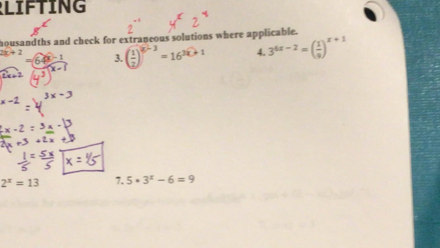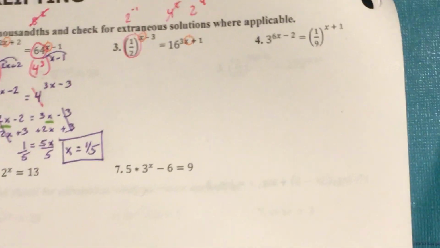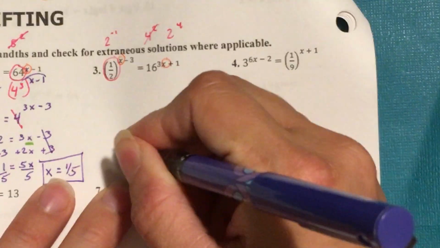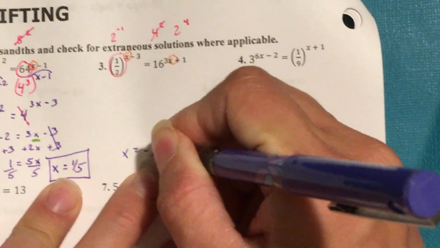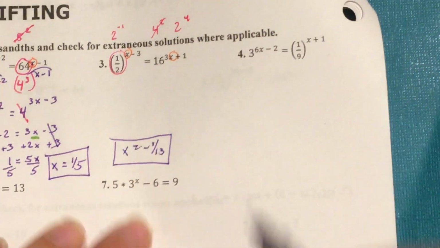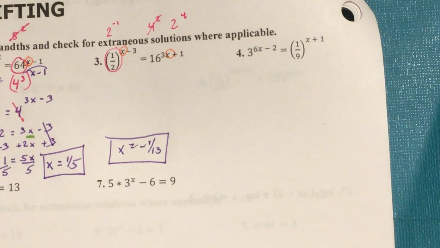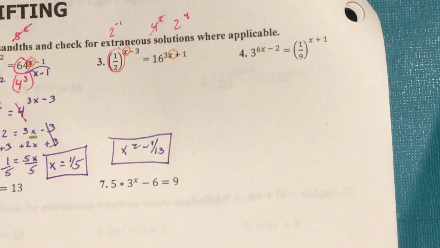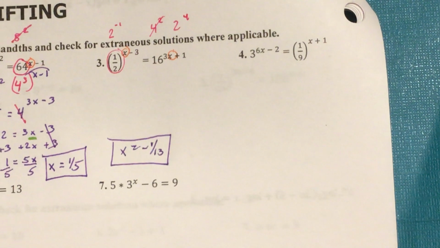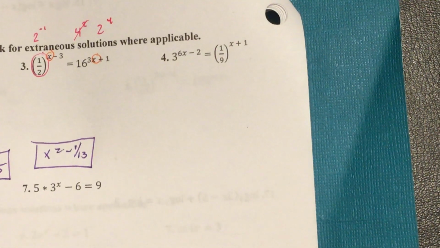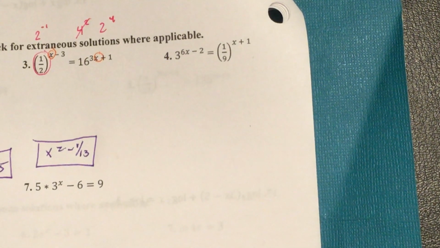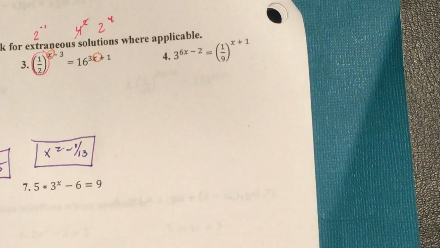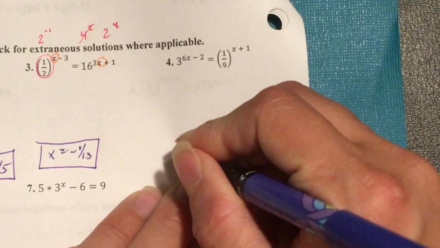And for your final answer, you should have gotten x equals negative 1/13. So if you have questions on that one, feel free to send me an email and I can walk through that one step by step. Same goes for number 4. This one I do recommend that you try on your own.